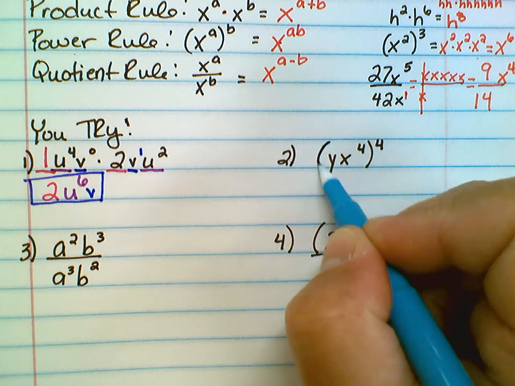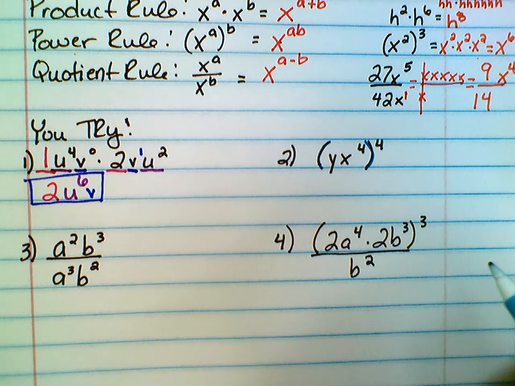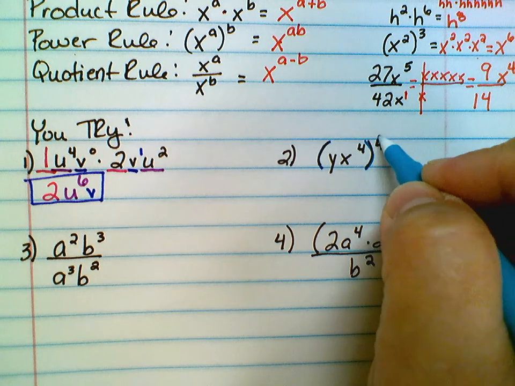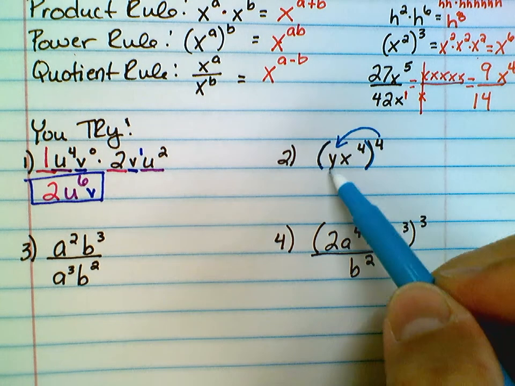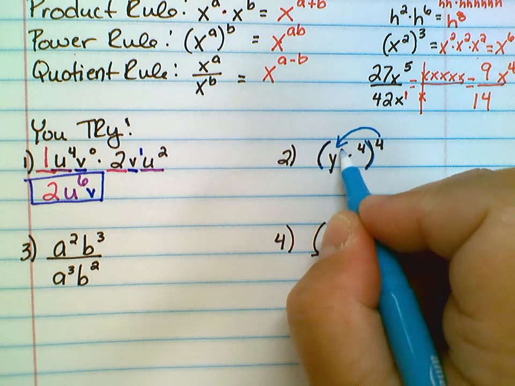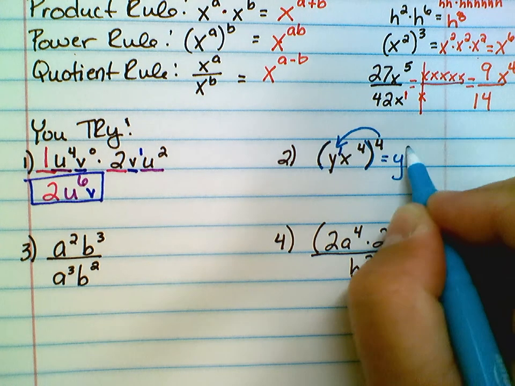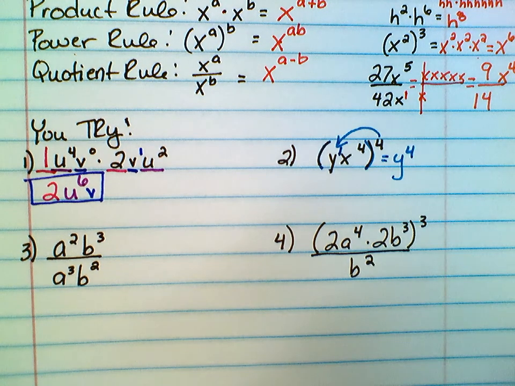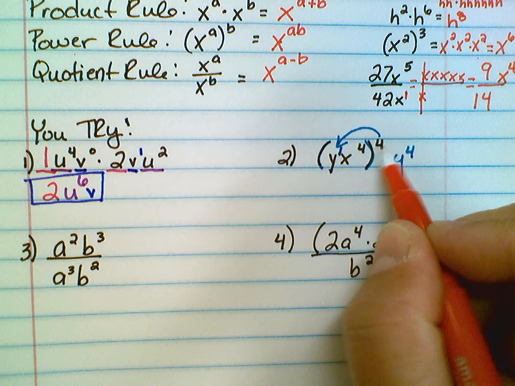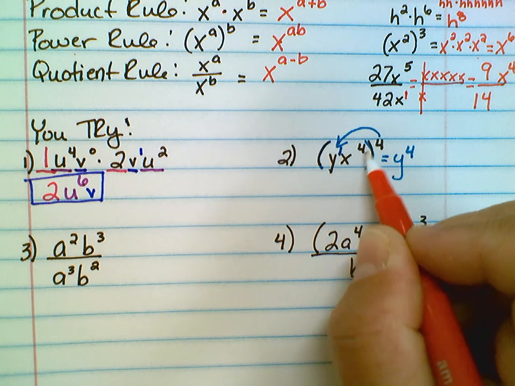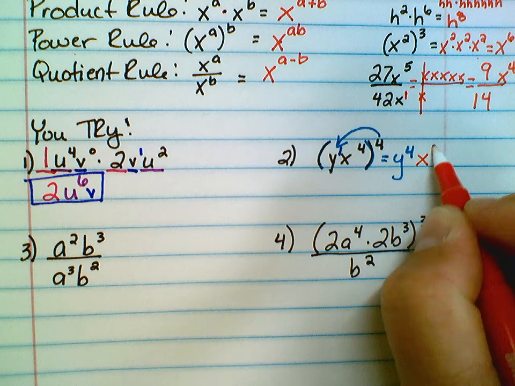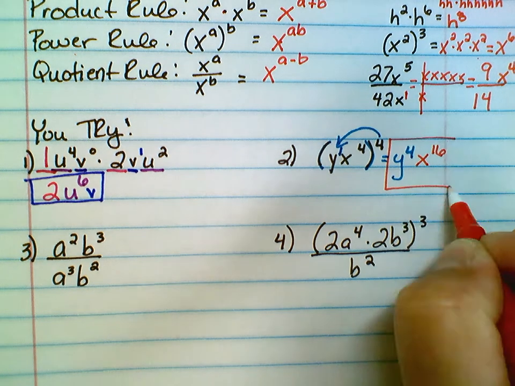Here, I have all of this stuff inside parentheses to the 4th power. So you can think of it like distributive property. I have y to the 4th, or we can think of 1 times 4 is 4, so that gives me y to the 4th. And then if I look at my x to the 4th, so there's 4 4s, that gives me 16 x's.